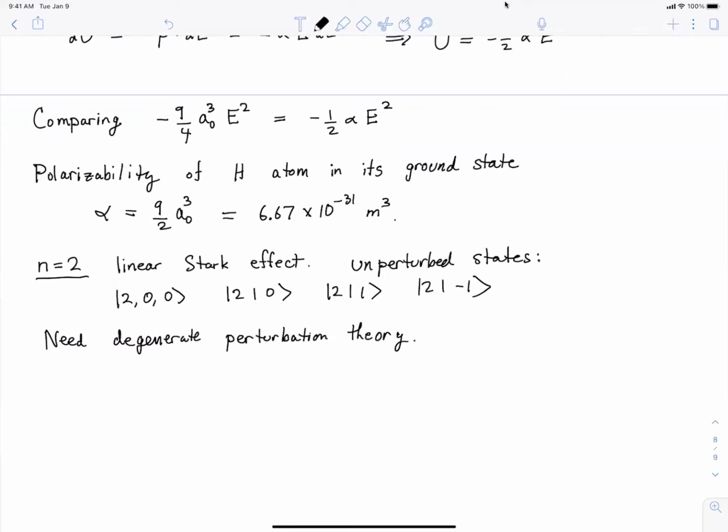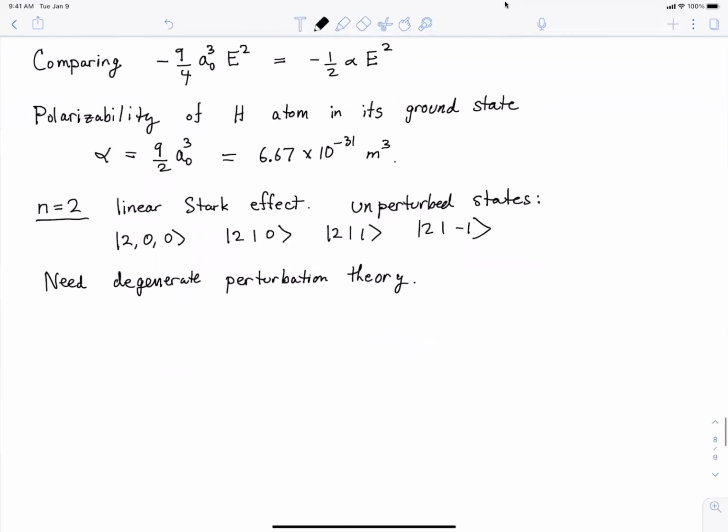So remember, in degenerate perturbation theory, the first step that we're supposed to do is take the perturbation Hamiltonian only on the subspace of the unperturbed states that are degenerate and choose a basis such that it's diagonal. So what does that mean? That means we need to look at a 4x4 matrix, and that's one of the reasons it's easier: in the thing that we did at the n equals 1 level, we had to sum at second order in perturbation theory over a whole bunch of other states. But here, all we care about is 2 l' m'.